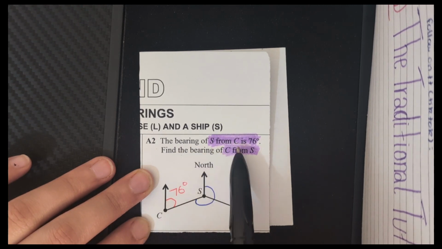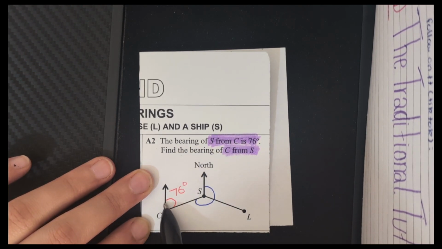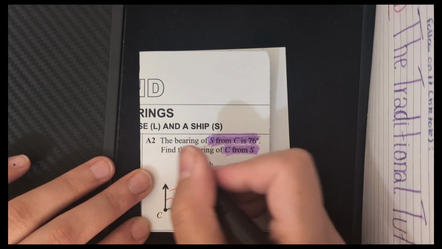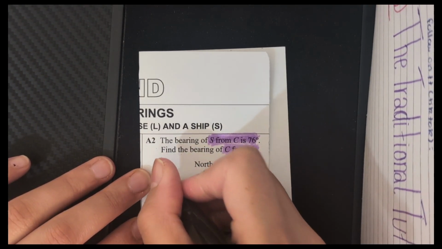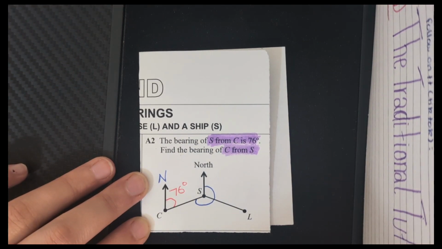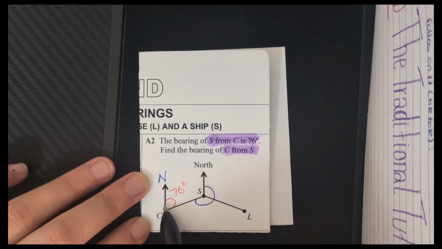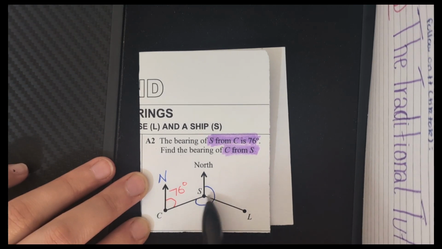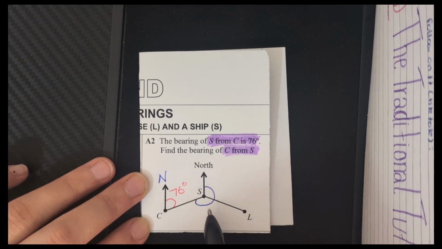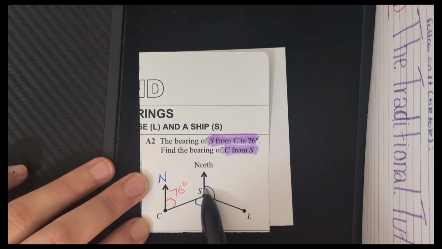So the bearing of S from C is 76 degrees, so that's this bearing over here. And again, like I said, because they've not written down north, that does not mean that you can't write down the N symbol from there, because we know that this line is north as well. So they are parallel to each other. Now the next point is find the bearing of C from S. So I've drawn this angle here, because that is clockwise from north and from S. So this is the one that I'm trying to work out.